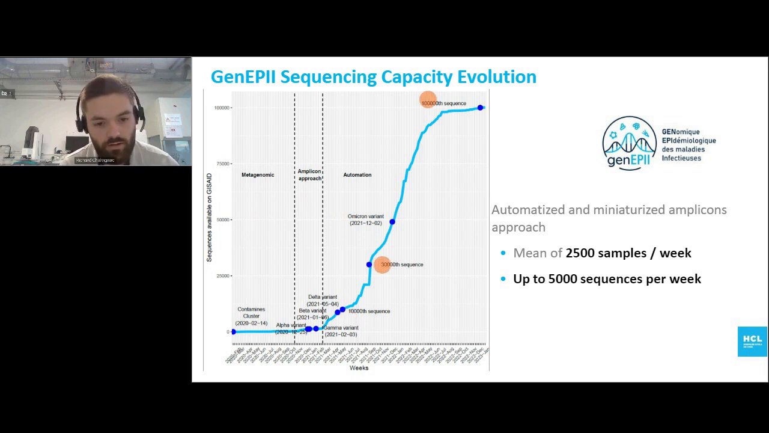Finally, in late 2022, we have also detected quite several new variants, with the Gamma, Delta, and Omicron variants. And overall, the automatized and miniaturized amplicon approach allowed us to have a mean of 2,500 samples per week, and during the highest activity in August 2021, we could do up to 5,000 sequences per week.